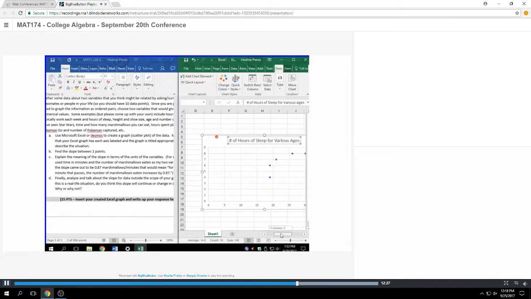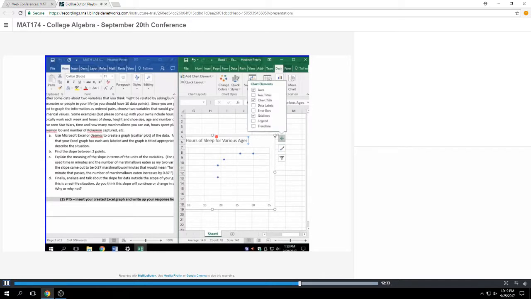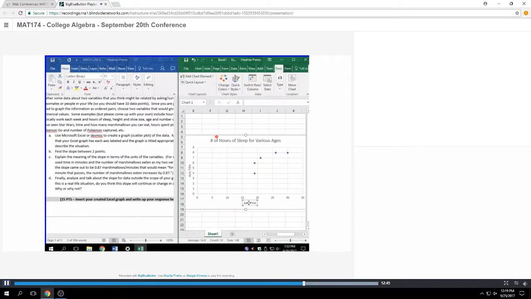Now, if you want to label the X and Y axes, this little plus sign to the right of your graph has some options. So if you do axis titles, that's the X and Y axes, and it will bring something up that says axis title, and then you can type in there what you want your axis title to be. So if I want this to be age, and then I want this axis, you can type that in here. I want this to be the hours of sleep. It will change it in here for me. Okay, so there's my graph.